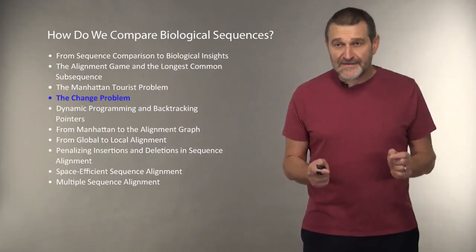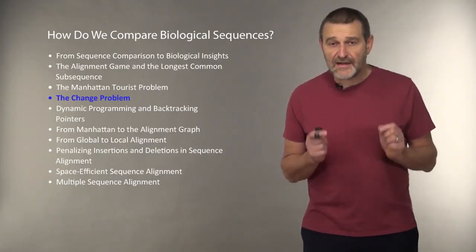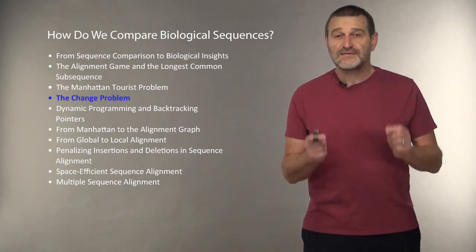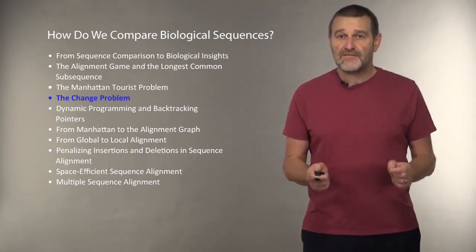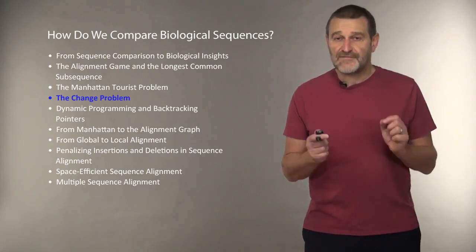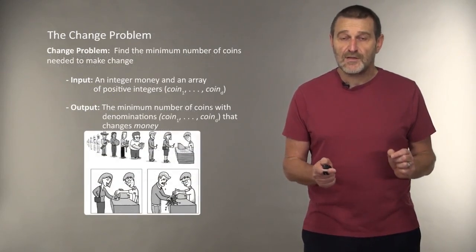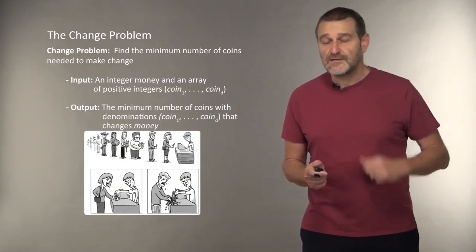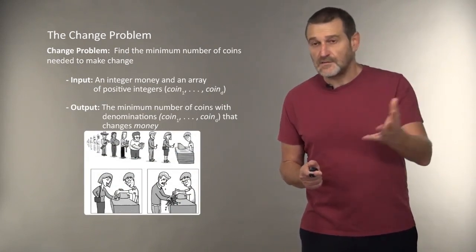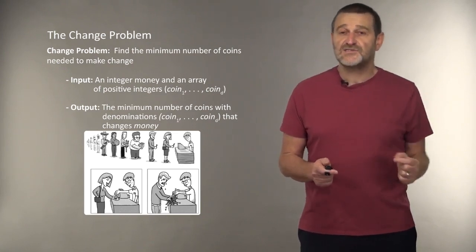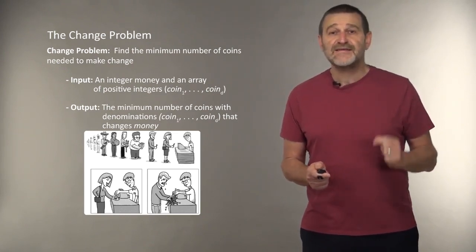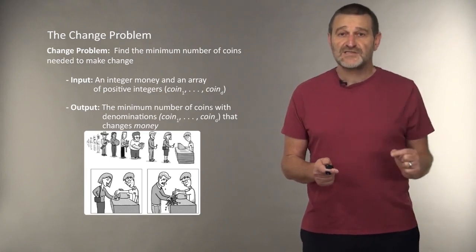We are now ready to learn about the key algorithmic technique called dynamic programming. And to learn about dynamic programming, we will look at a very simple change problem. You walk into a supermarket, you pay for Compeau and Pevzner's book, and you have 40 cents in change. And now the cashier is making a decision on how to give you this change.